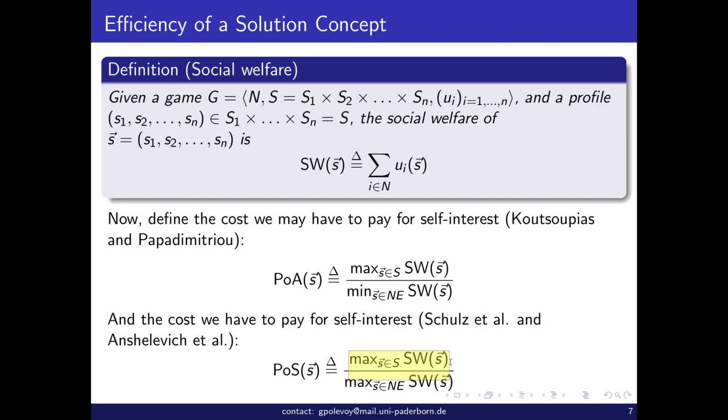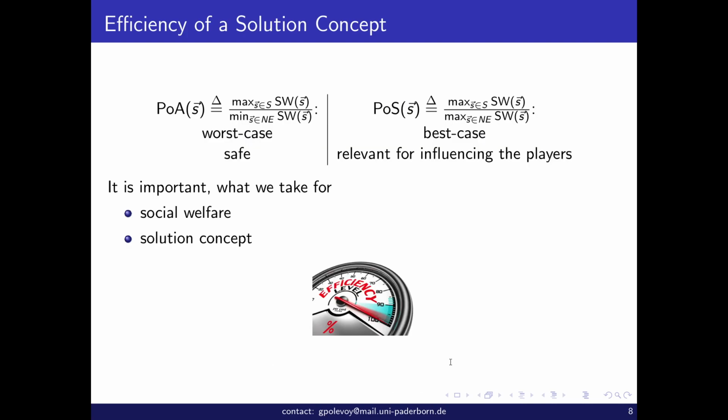So the price of anarchy is the worst possible situation. The price of stability is the best possible situation. Basically, there are two extremes. With the price of anarchy, if I've proven a lower bound, then an upper bound, what is the worst that the maximum social welfare can be relative to the worst social welfare in a Nash equilibrium? That gives us some safety. As long as we know that it's some Nash equilibrium, we can never lose more than that bound on this ratio.